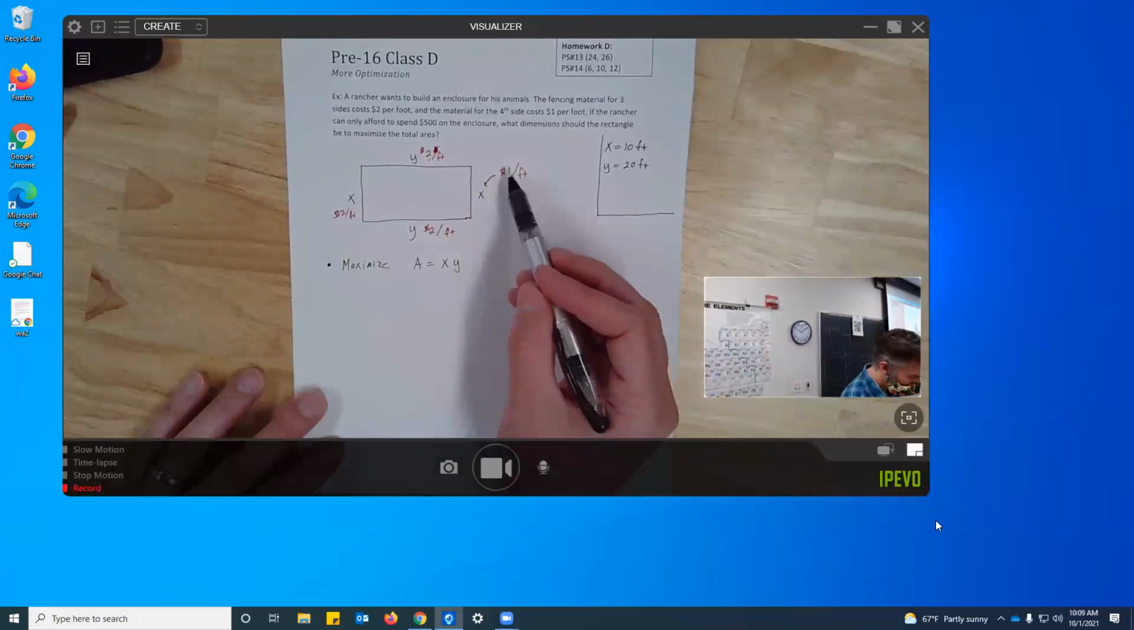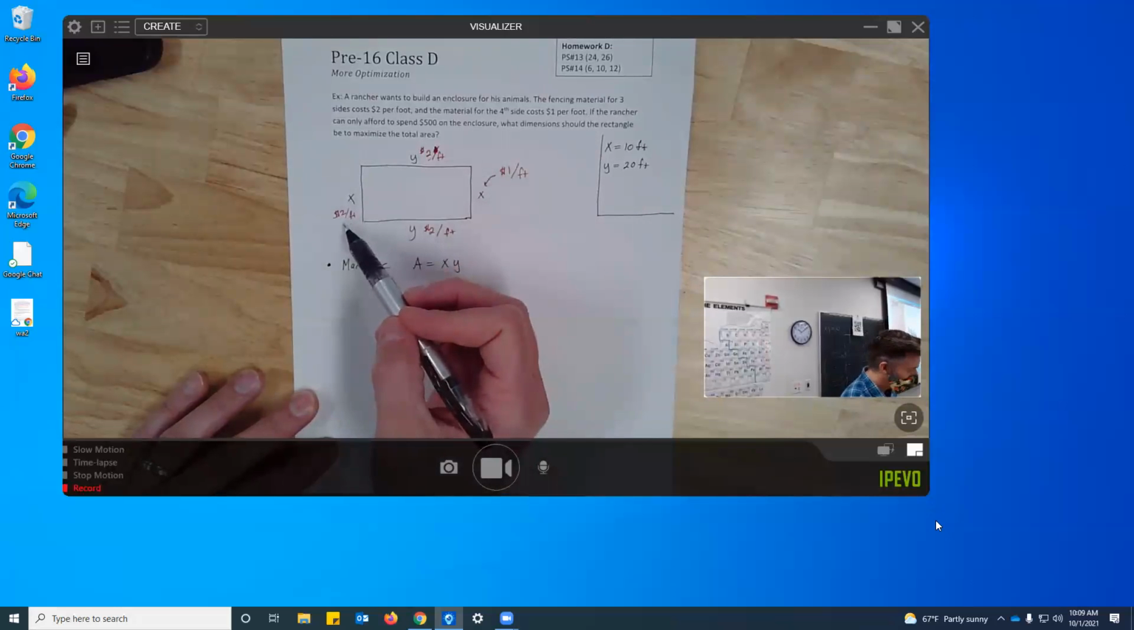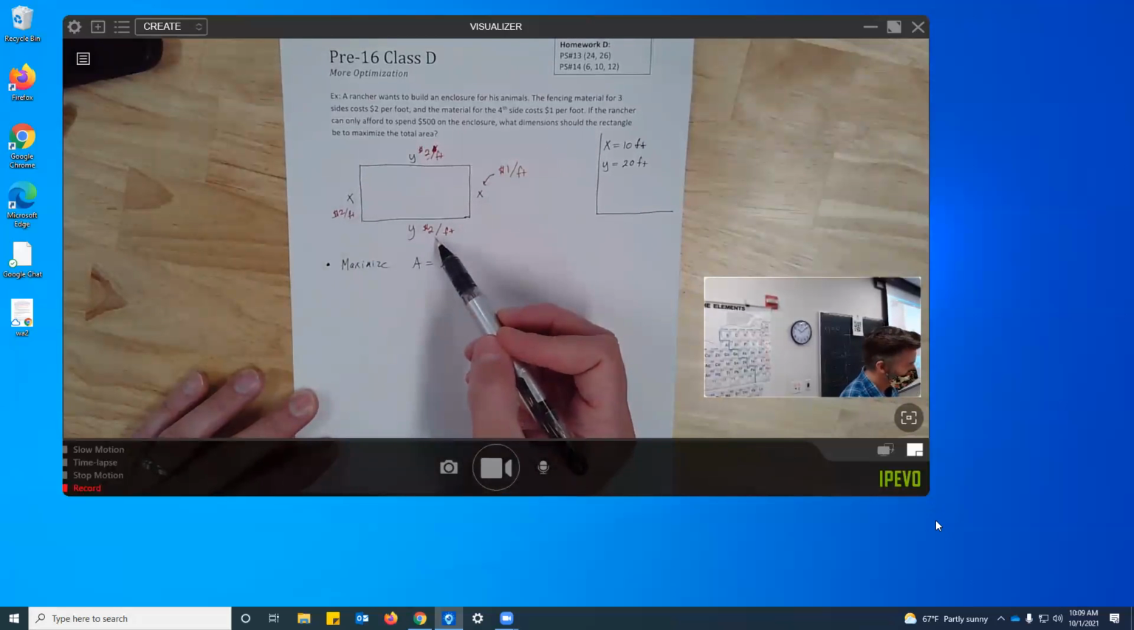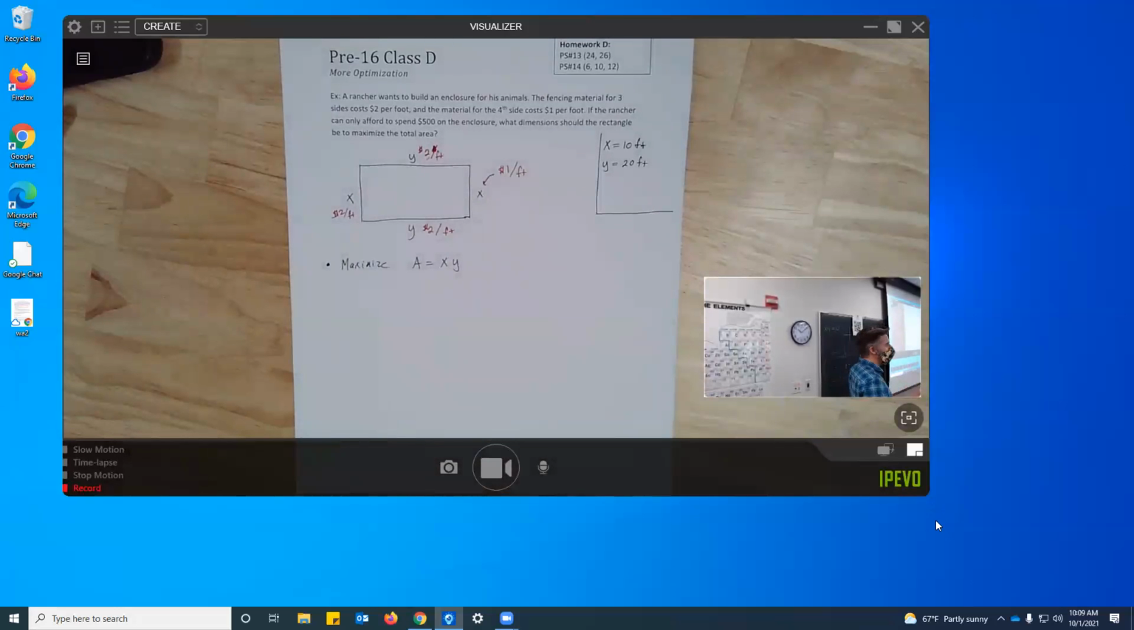If our fence had those dimensions, how much would it cost? Well, how much would this side cost here that's $1 per foot? How much would this side cost? How much would this side cost? And this side also. Right, okay. So you got it, right? We take the length of the side, multiply it by the dollar amount to see how much that side costs. Well, the lengths are actually unknowns.